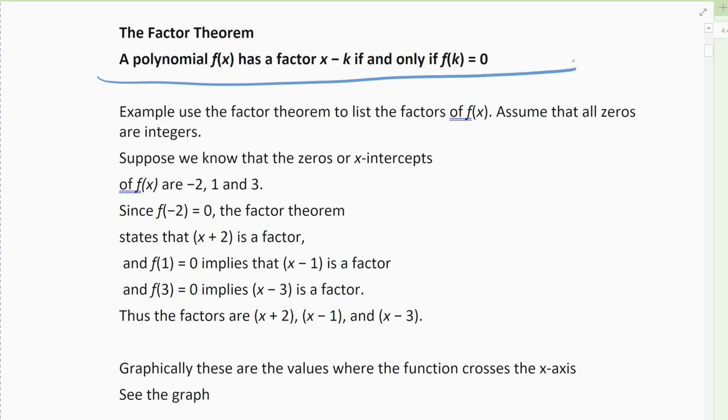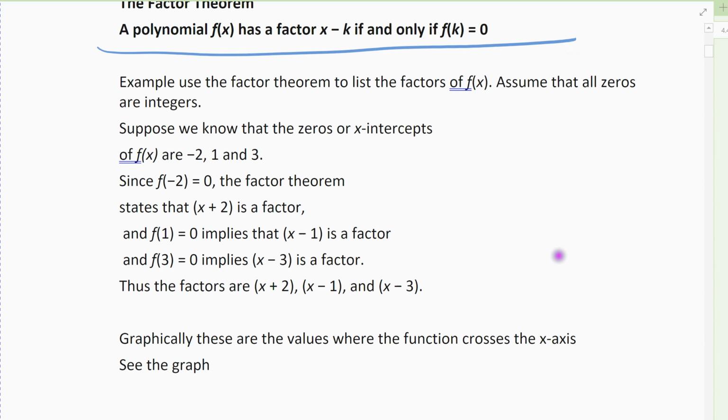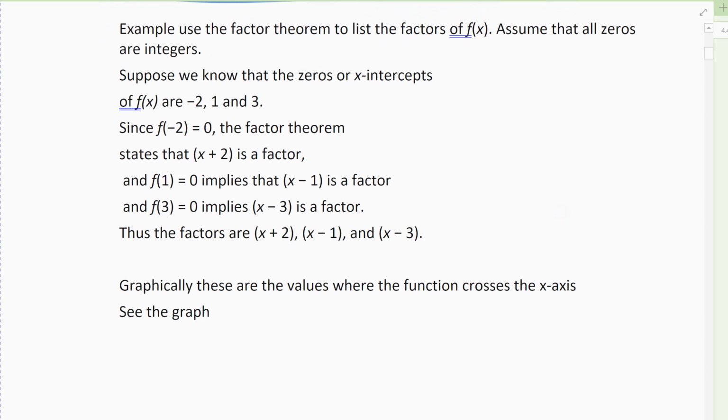So examples of where we can do this is we actually can come up with polynomial equations by doing this. Alright, so understanding the factor theorem. Suppose that we know that a function has specific integer 0 values. Either we found them, we were told what they are, or we're going to look at the graph. Remember on our calculator we can find the zeros of a function, and we're going to do that in this section.